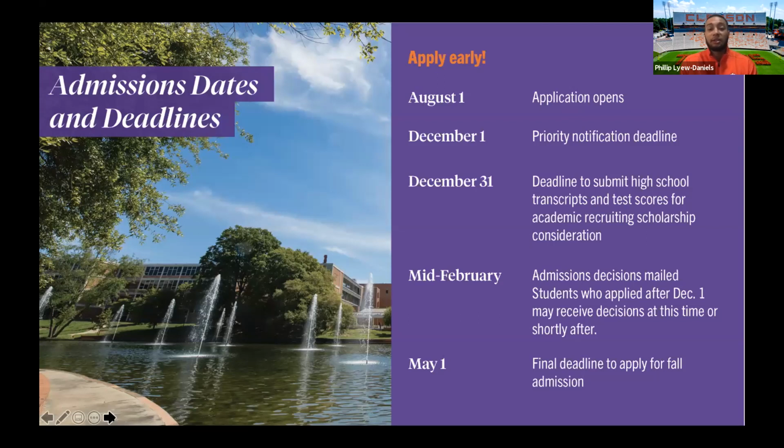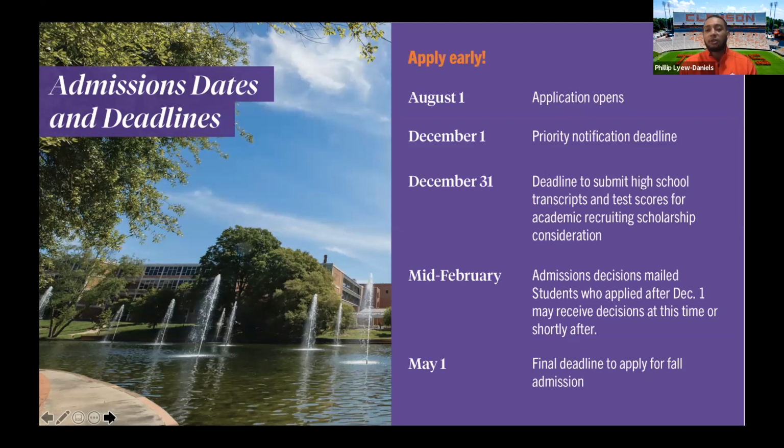I want that to be understood to mean that by December 1st, we simply need the application, whether that be our Clemson specific application, the Coalition application, or the Common App. We're on all three platforms. We do not prefer one over the other. By December 1st, we simply need you to have submitted the application.